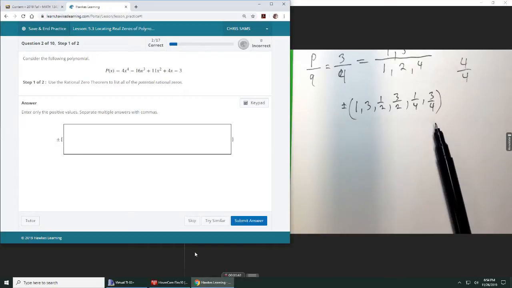Okay, so I'm going to write those down and separate with a comma. 1, 3, 1/2, then 3 halves, and then we have 1/4, and then we have 3/4.